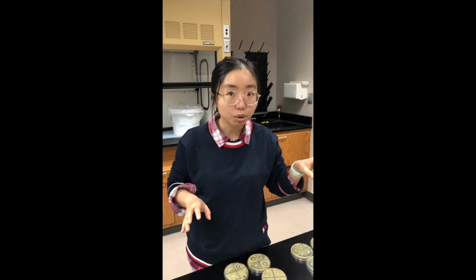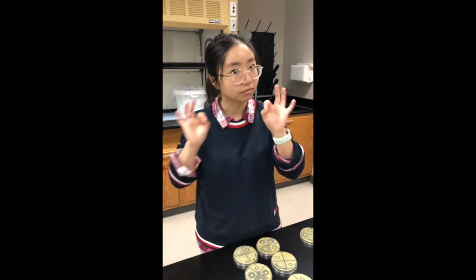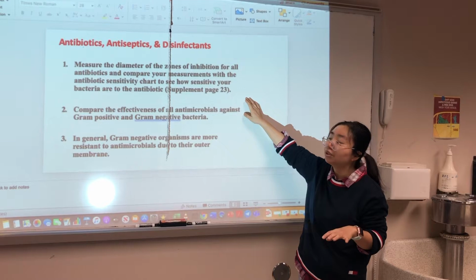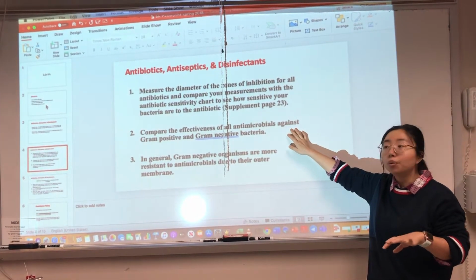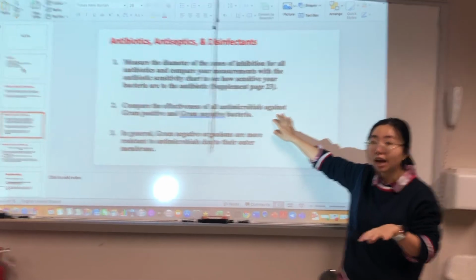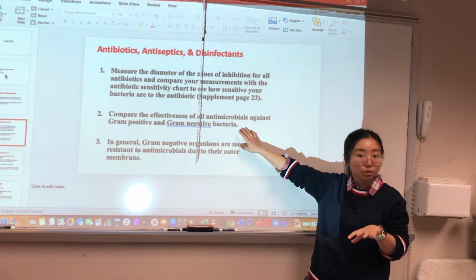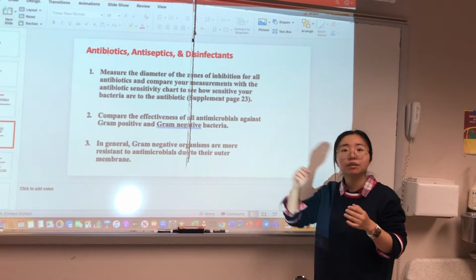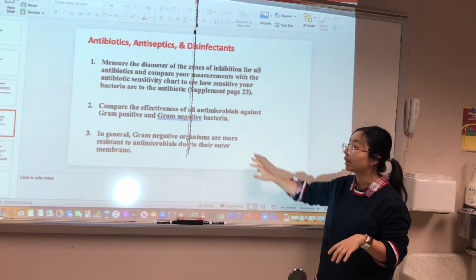You have a lab report for antibiotic producers, but an online handout for antiseptics, disinfectants, and antibiotics. You just finish your online handout before the due date, then everything should be okay. And another thing is we want you to compare the effectiveness of different antiseptics, disinfectants, and antibiotics towards two different groups of bacteria, gram-positive and gram-negative. Get an idea of the difference between these two groups of bacteria.